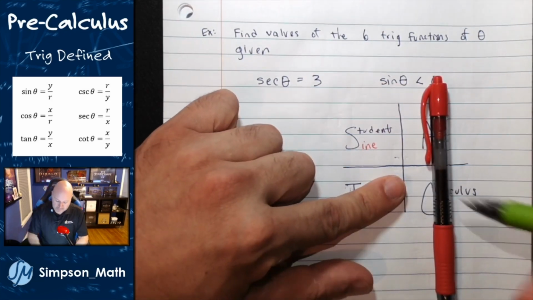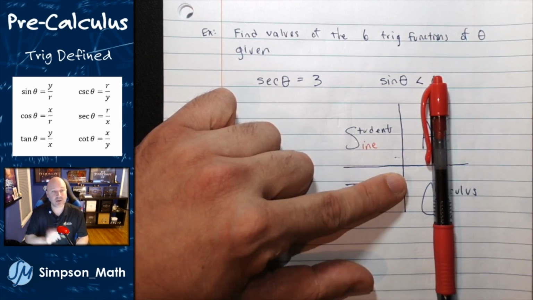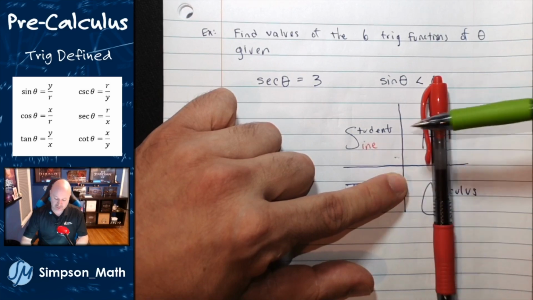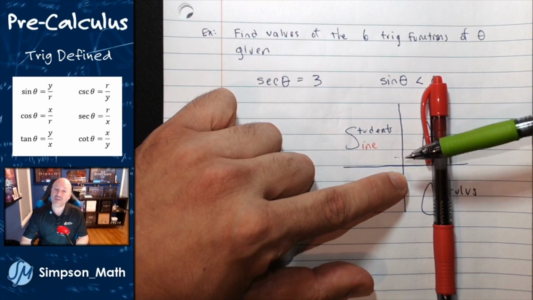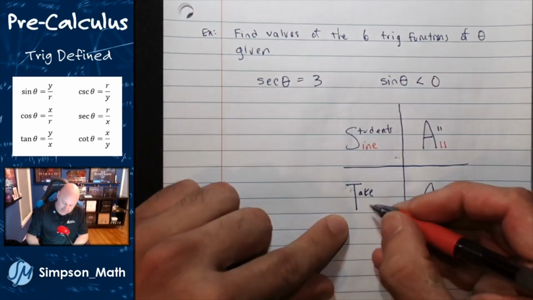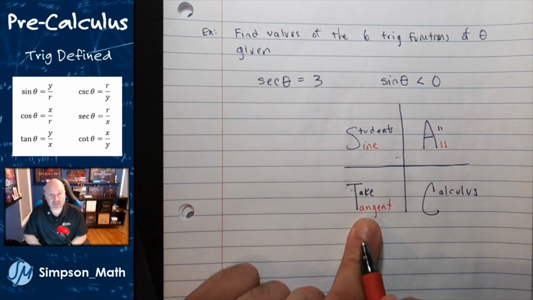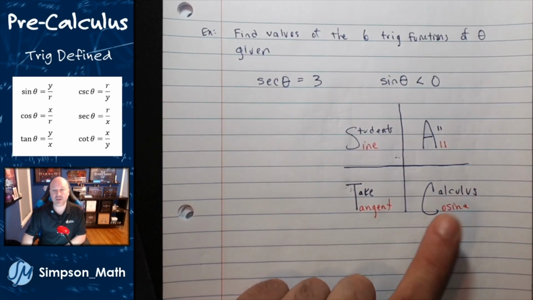Meaning, my x values are negative. So if you look at the definitions above me, anything with an x would be negative. Only sine and its reciprocal don't talk about x. They're just defined as the radius, which is always positive, and the y value. And the y value will be positive here in quadrant 2. T for tangent. Tangent is positive in quadrant 3, and cosine is positive in quadrant 4.